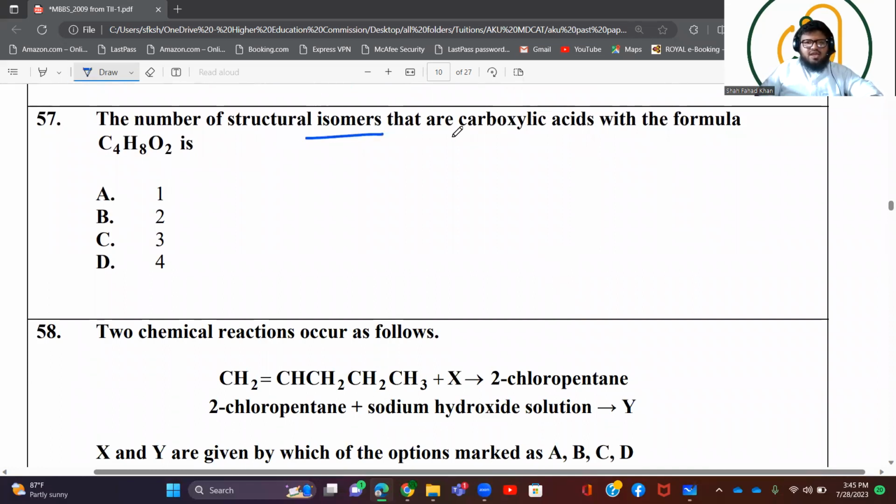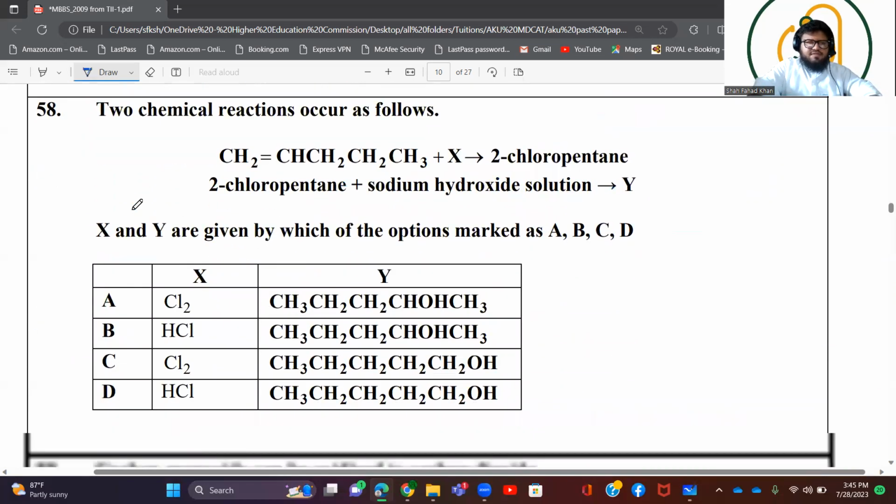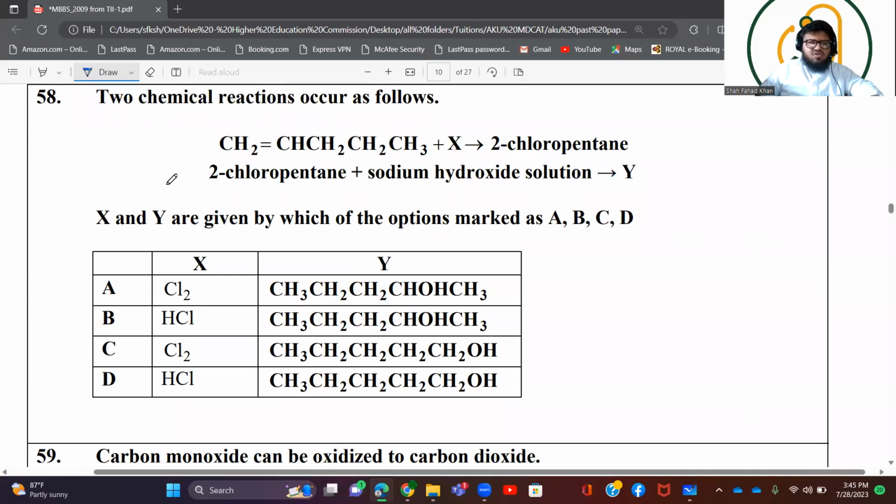57. The number of structural isomers with this formula is, you need to just draw them out. I'm not drawing them out. Answer is 2. 58. Two chemical reactions occur as follows. X and Y are given by which of the following options, mark A, B, C, D. Let's see.